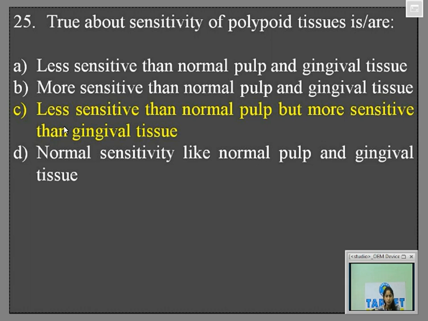So polypoid tissues, which is actually present in your pulp polyps, that is your chronic hyperplastic pulpitis, these are the tissues which are less sensitive than the normal pulp, but they will be more sensitive than gingival tissue. Why will they be less sensitive? That's because the neural supply is already in the mode of degeneration. So they are generally less sensitive than your normal pulp because of the degeneration of the nerve supply. But they are generally more sensitive than your gingival tissue.